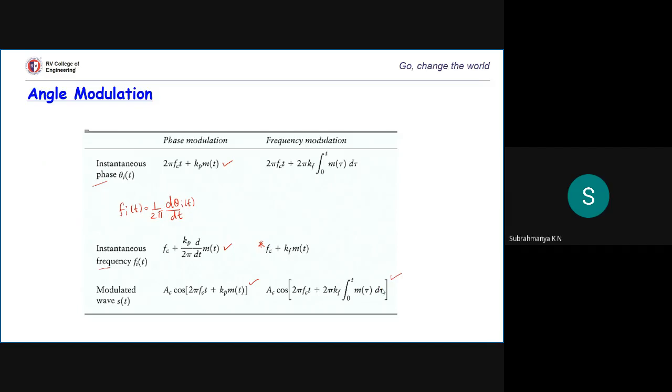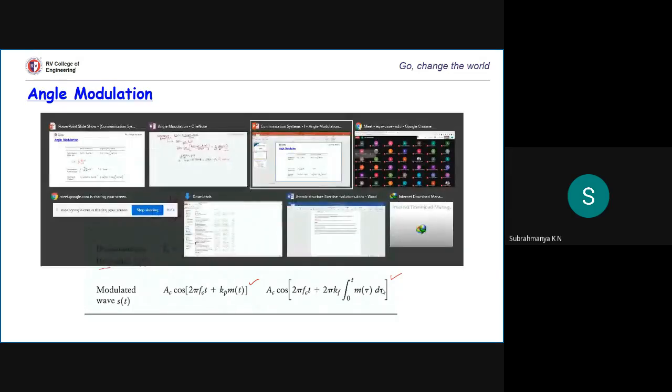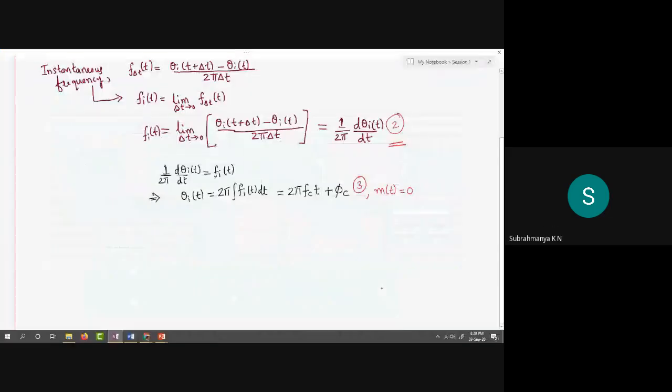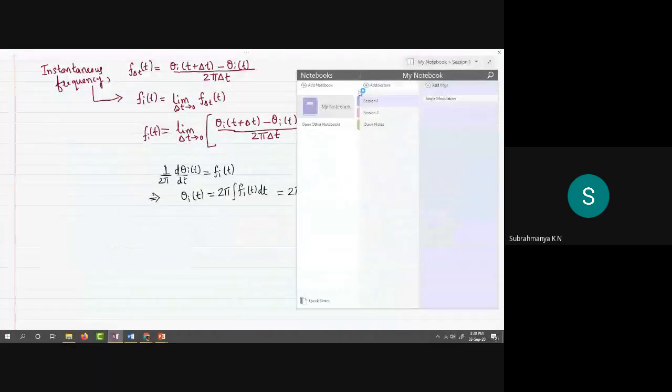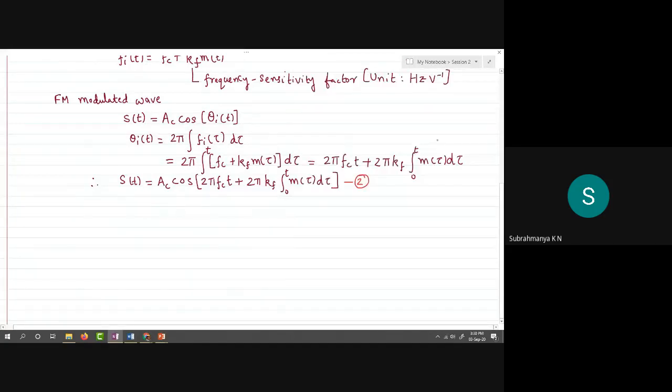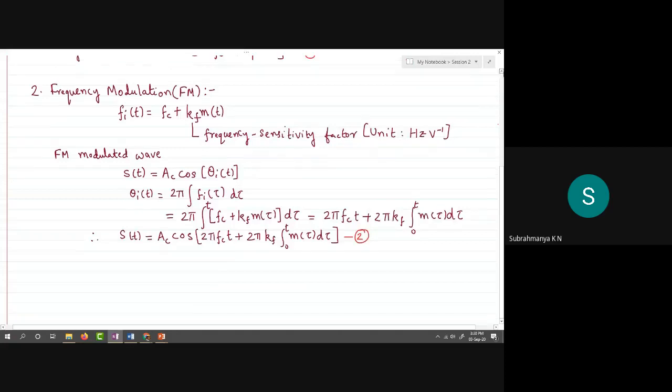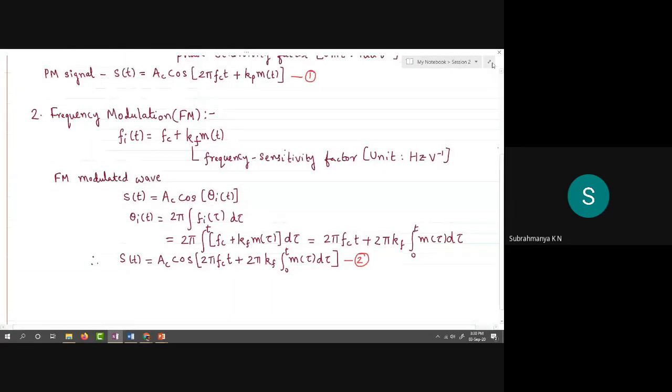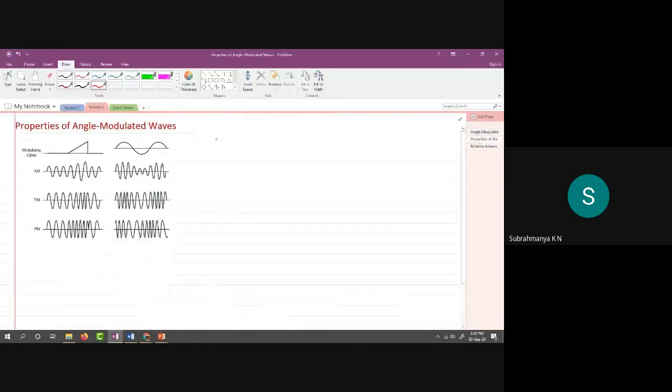Moving ahead, we need to look for certain properties of these angle modulated waves. Yesterday there was a question about non-linearity, so I'll be picking one of the properties, the non-linearity property of this angle modulated wave. Fine, so going ahead with the properties of angle modulated wave.